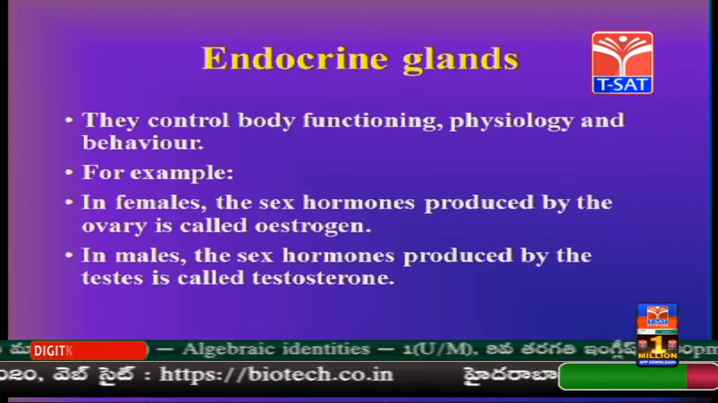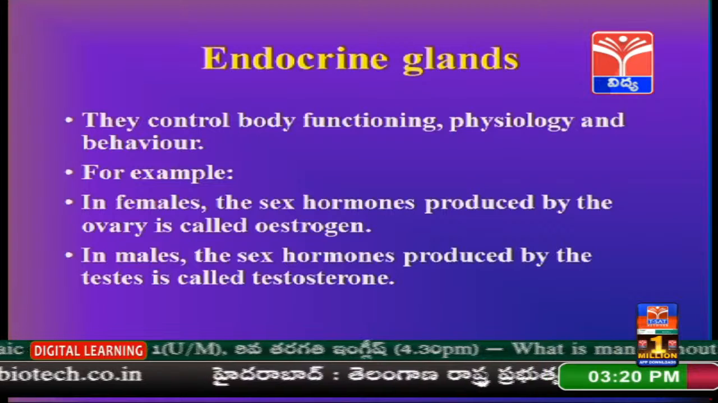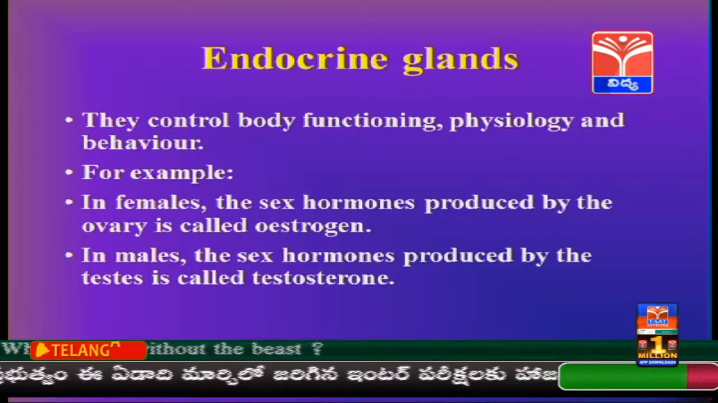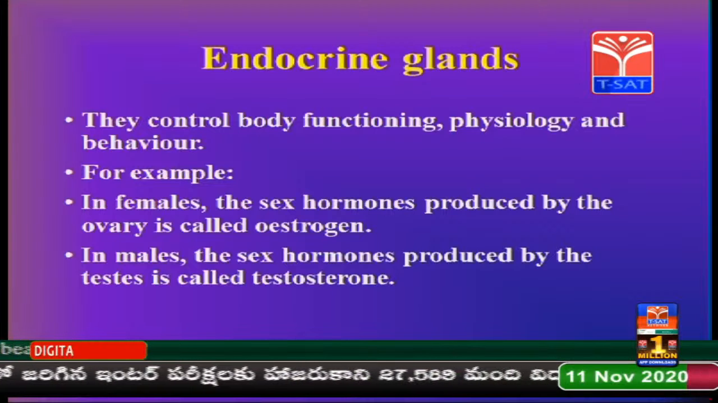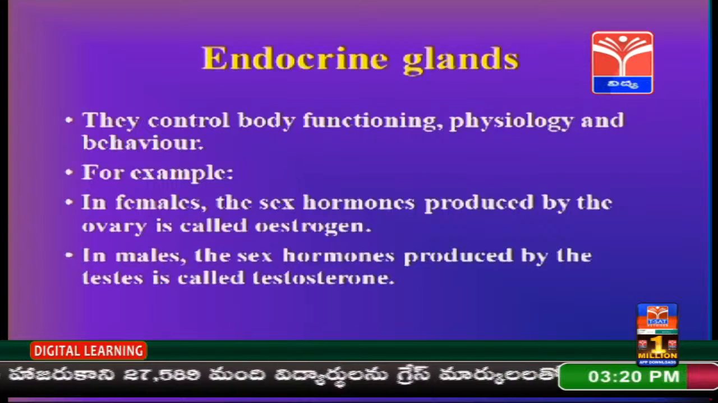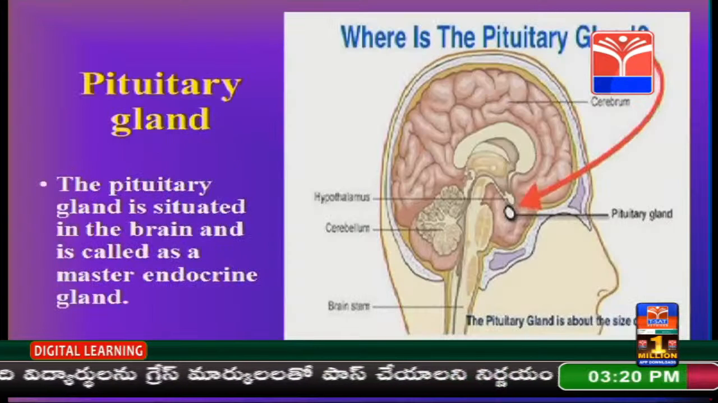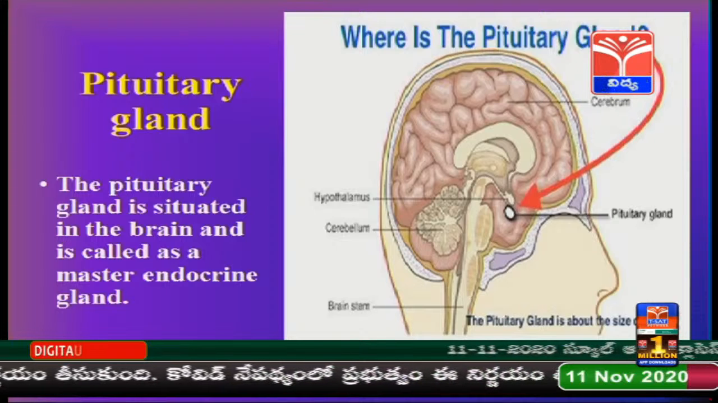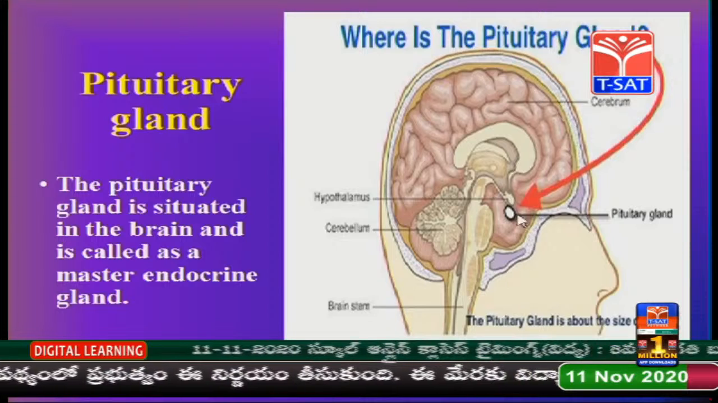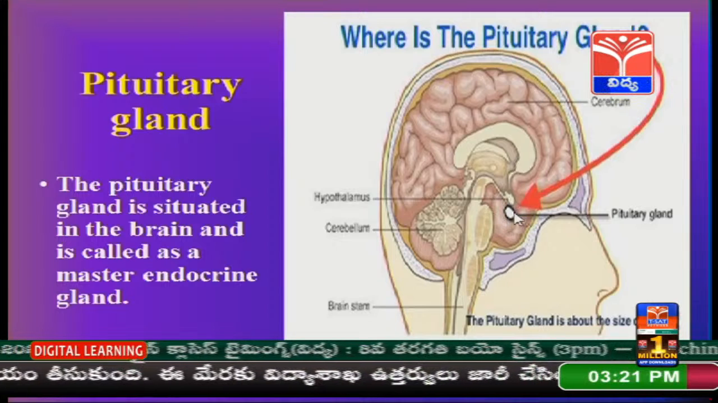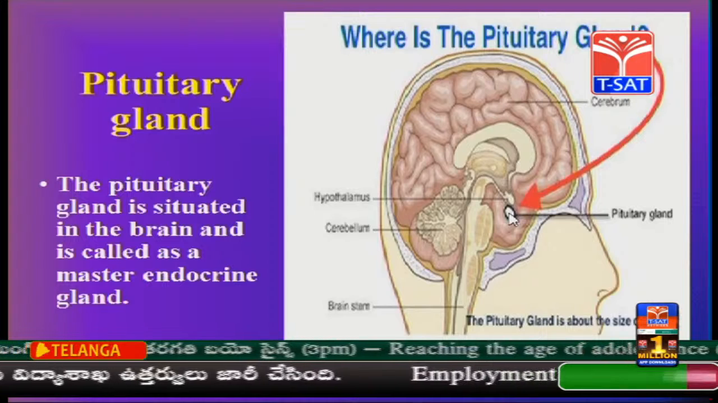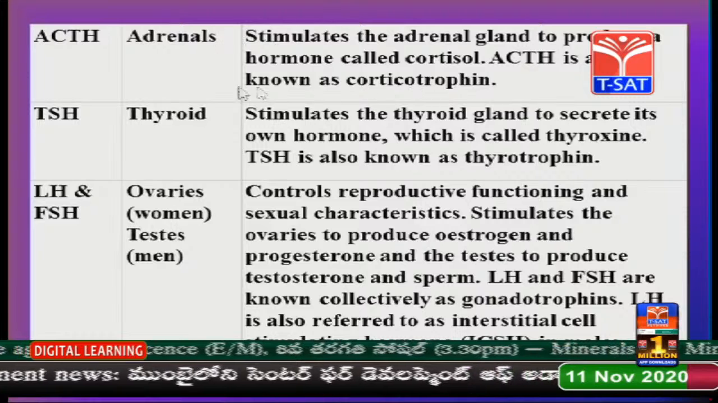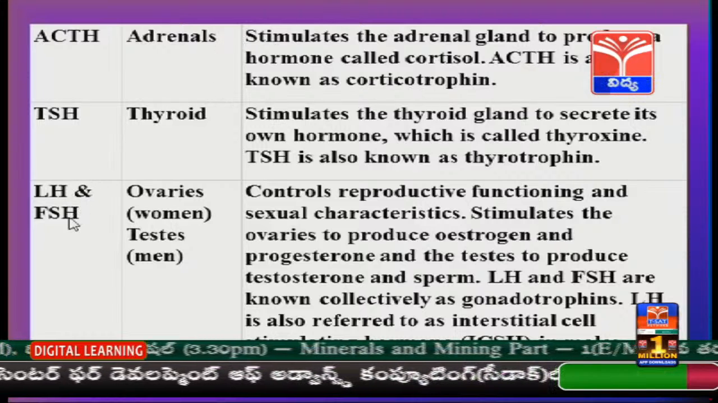Like in females, we have ovaries. The sex hormone released by the ovary is estrogen. And in males, the sex hormone produced by the testis is testosterone. Children, let us start with the different endocrine glands present in our body. The first one is the pituitary gland. This is the pituitary gland which is present near the brain, very minute, but it is called the master endocrine gland. It releases different hormones like ACTH, TSH, LH, FSH.